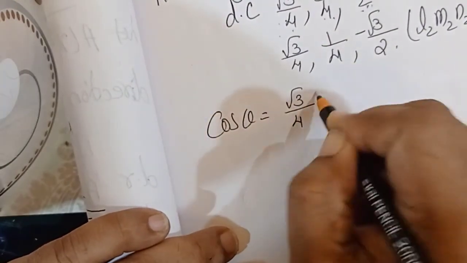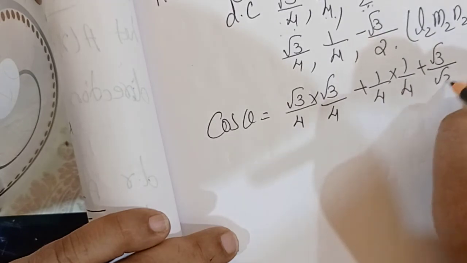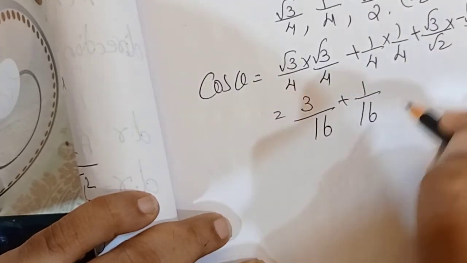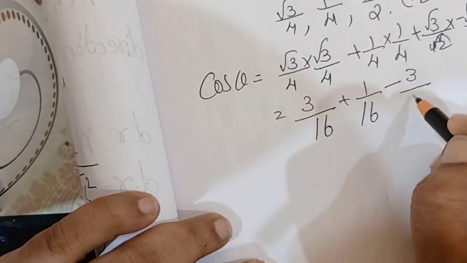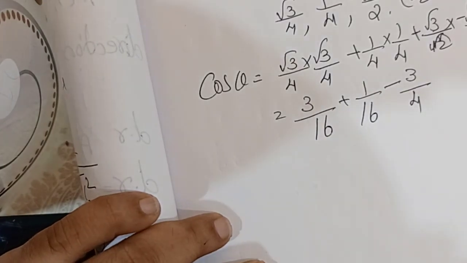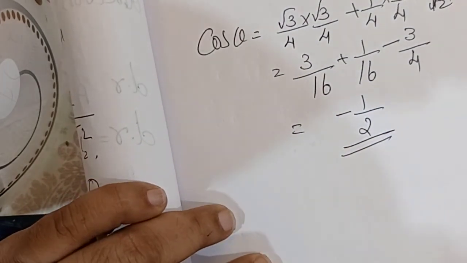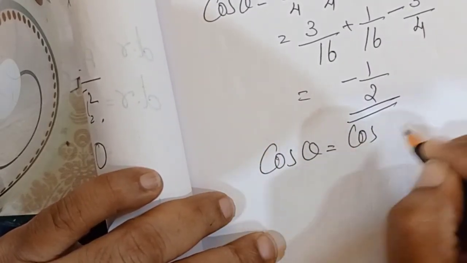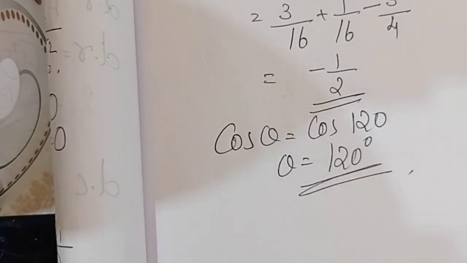Therefore, root 3 by 4 into root 3 by 4 plus 1 by 4 into 1 by 4 plus root 3 by 2 into minus root 3 by 2. That is 3 by 16 plus 1 by 16 minus 3 by 4, isn't it? You will get minus 1 by 2. Final answer, minus 1 by 2. Which angle has cos equal to minus 1 by 2? Cos 120. Therefore, theta is equal to 120 degree.